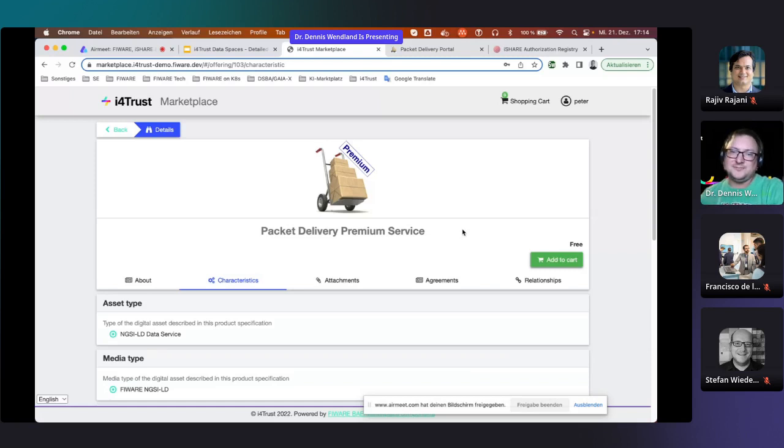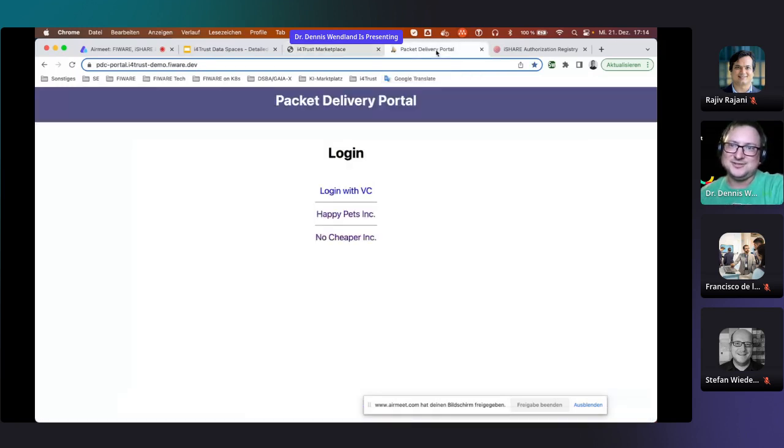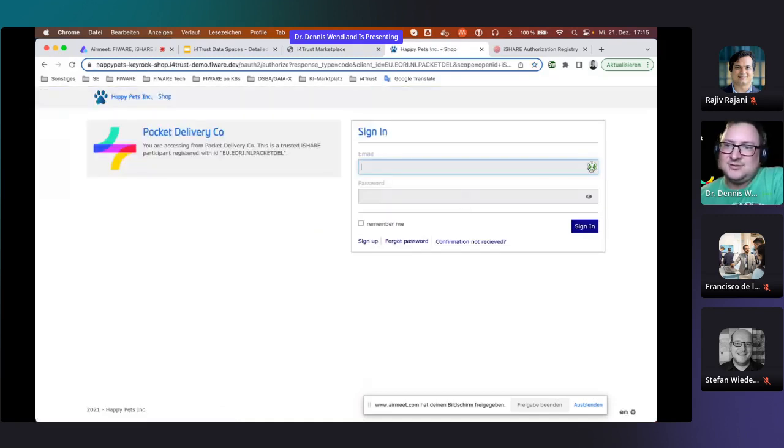Before I acquire the service offering, let me first show you that the access currently is not working, of course, so that this is all really happening here. So let's have a quick look at the actual portal of the packet delivery company. Now let's switch roles. I'm a customer of Happy Pets. And similar to the marketplace, I'm offered different identity providers for login. Since I'm a customer of Happy Pets, I'm choosing this one. I will log in as a customer of Happy Pets.